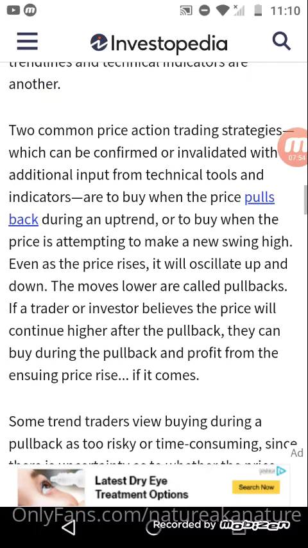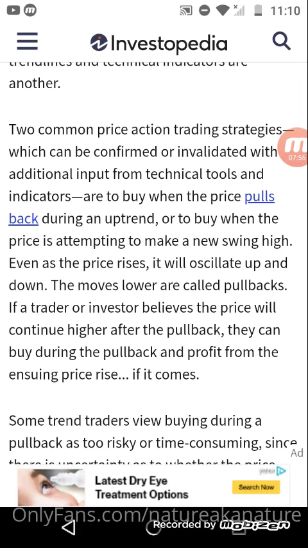So two common price action trading strategies, which can be confirmed and validated with additional inputs from technical tools and indicators, are to buy when price pulls back during an uptrend, or to buy when price is attempting to make a new swing high. There's two ways you understand price without really looking at the technical indicators. It's just to wait for price to pull back during the uptrend, or to buy when price is attempting to make a new swing high.